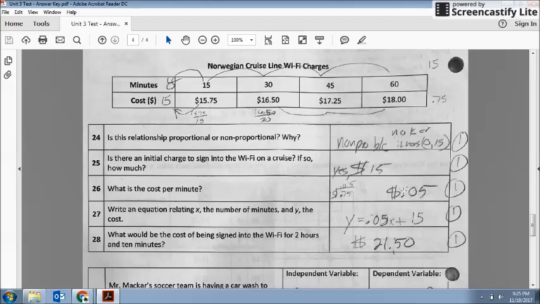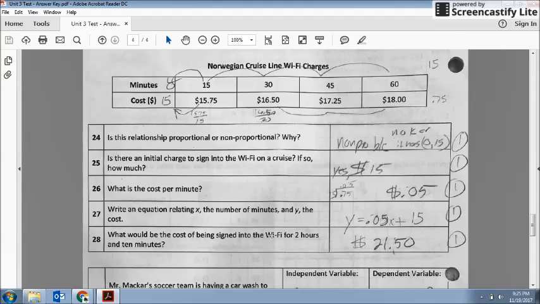I'm going to take this 5 cents per minute and this $15 initial charge, and plug it into y equals mx plus b. The m is your unit rate, so I substitute 5 cents for m, and the b is the y-intercept when x is 0. So that's the $15 there. So it's y equals 5 cents times x plus 15.